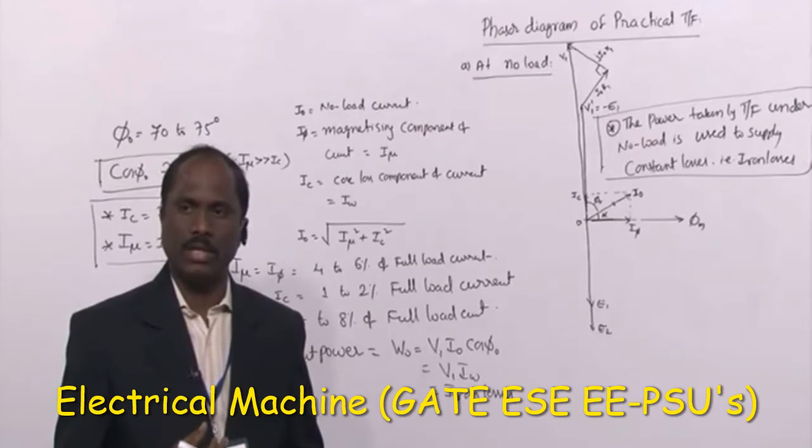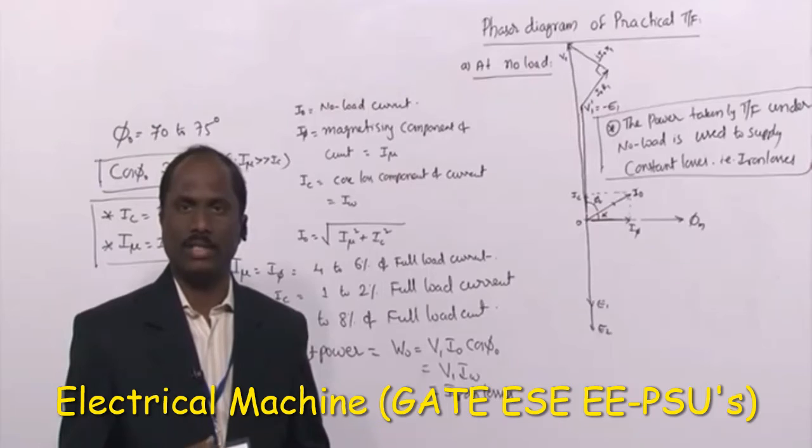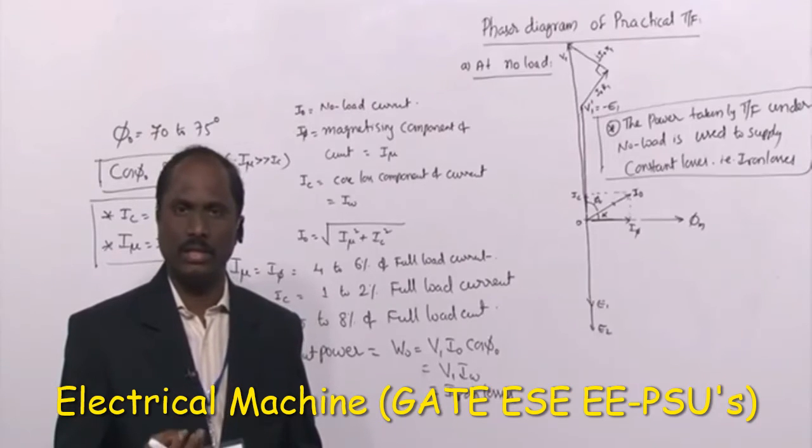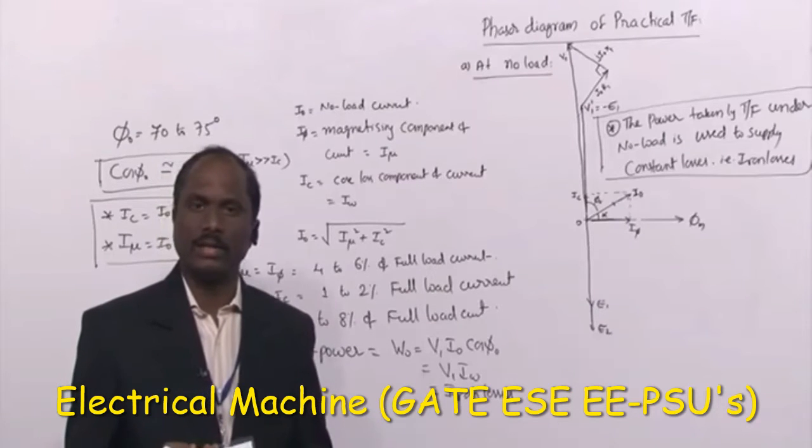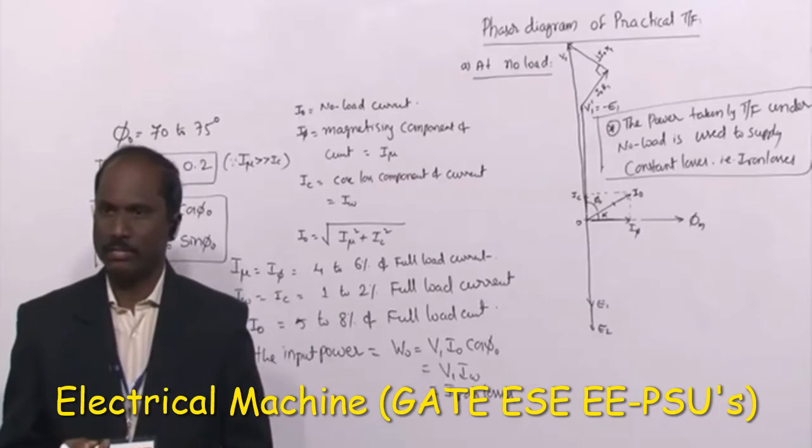These currents are nothing but the magnetizing component of the current and the core loss component of the current. So there is a core loss and there is a magnetizing component. These two are collectively called the iron losses of the transformer.